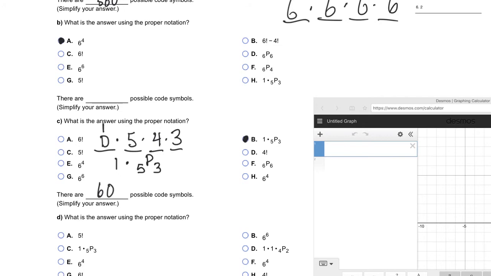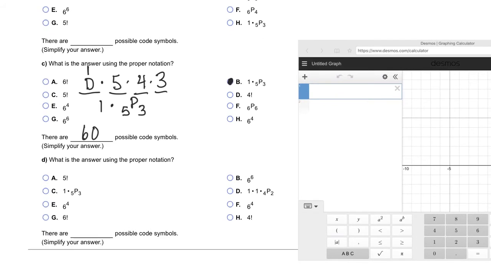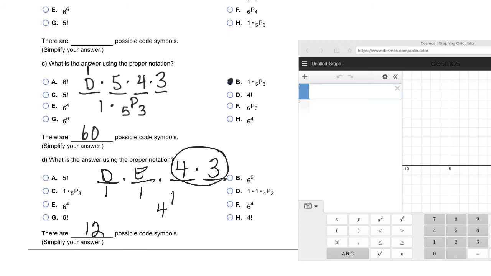Okay, last one. What was the question? Not repeated, but they must begin with a D and an E. Okay, so the first slot has to be a D. There's only one way of doing that. Second slot has to be an E. Only one way of doing that. Now I only have 2 slots left, and I've got 4 letters to select from. So I could have 4 different choices there and 3 different choices there. So there'd be 12 altogether. Another way of writing this would be there's 4 things, and from them I'm finding permutations of 2. So I could have 1 times 4 pick 2. Right there.